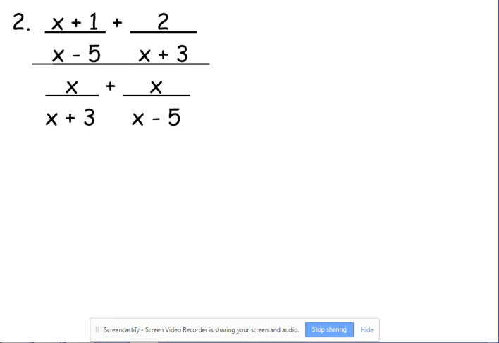In complex fractions today. So here's the first one that we're going to work out. We've got (x plus 1 over x minus 5 plus 2 over x plus 3) all over (x over x plus 3 plus x over x minus 5). So we have two little denominators here, x minus 5 and x plus 3. So those are going to make up our LCD.